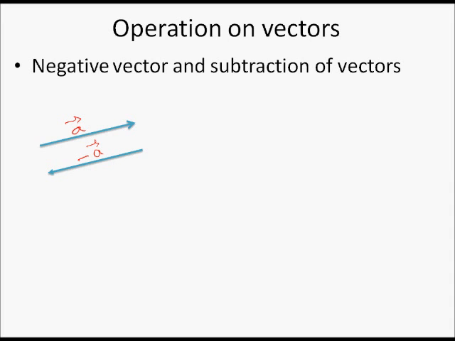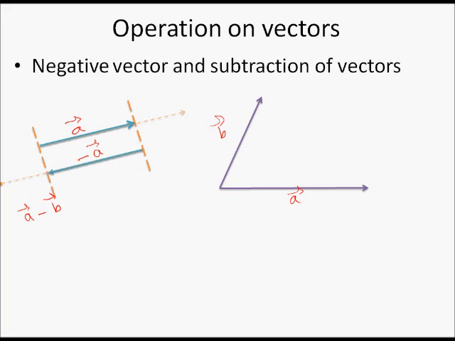The negative of a and the vector a have the same magnitude, but they are in the opposite direction. Now how do you subtract two vectors? Say I have two vectors, a and b, and I am going to find a minus b.